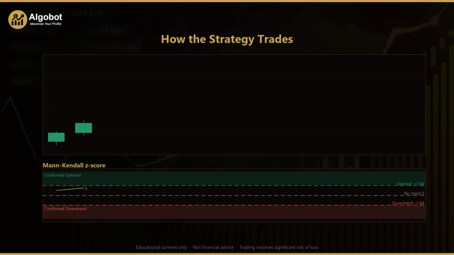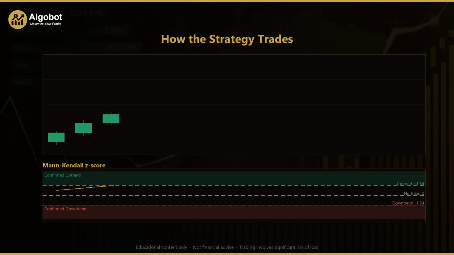Now let's bring it all together on this illustration. Across the top you can see the price candles, and in the panel below is the Mann-Kendall z-score, our statistical trend gauge. The green dashed line marks the positive threshold at 1.64, the red dashed line marks the negative threshold, and the flat middle line marks 0, meaning no directional order.